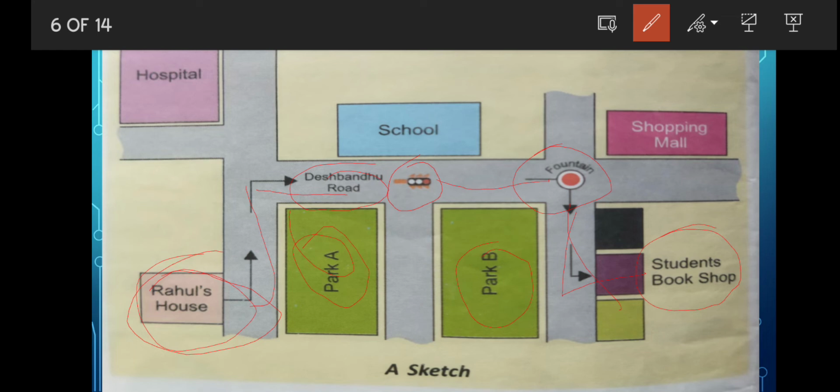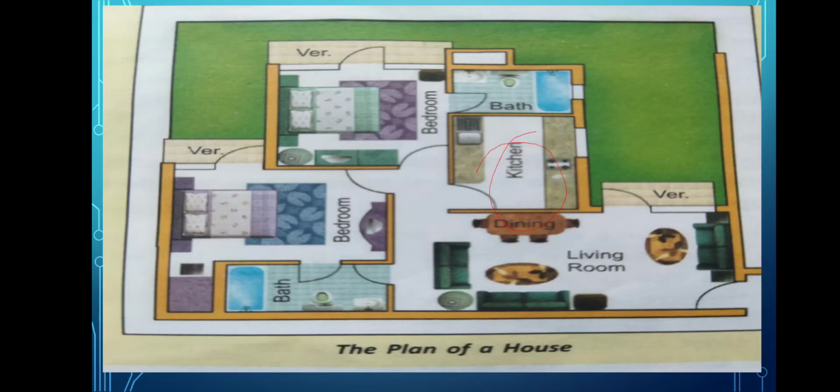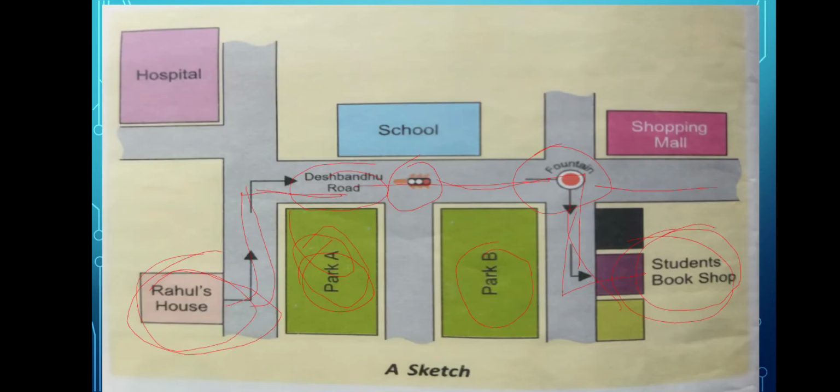From my house you have to walk a few steps till you reach the park. This is represented in green color, and from there you have to turn right on Desh Bandhu road and walk up to the fountain. From the fountain again turn right. Walk straight, and there is a book stall. Like this he is going to explain to Akshay. So this gives a rough sketch about the particular area. So this is about the sketch.